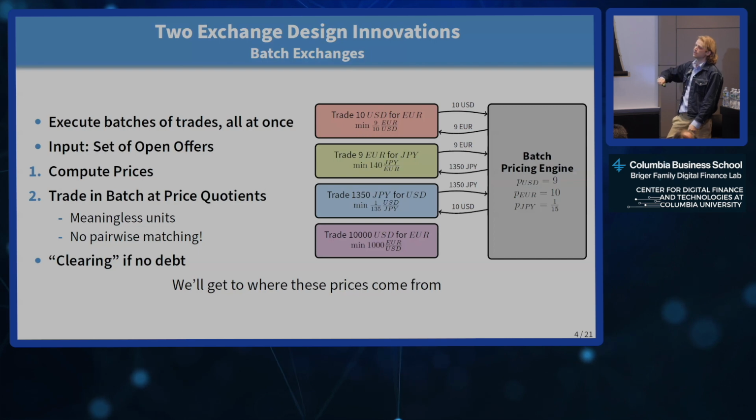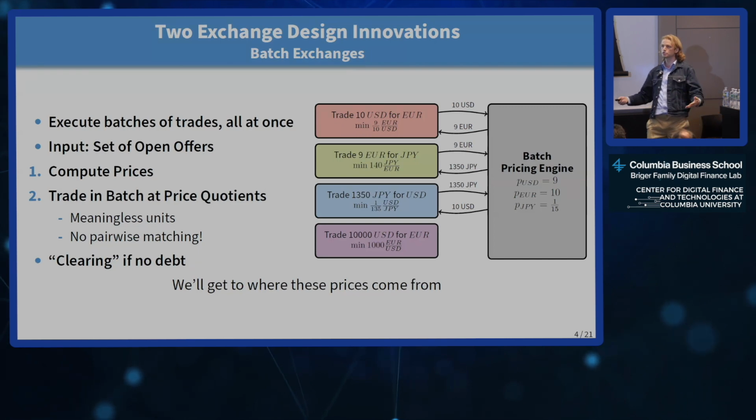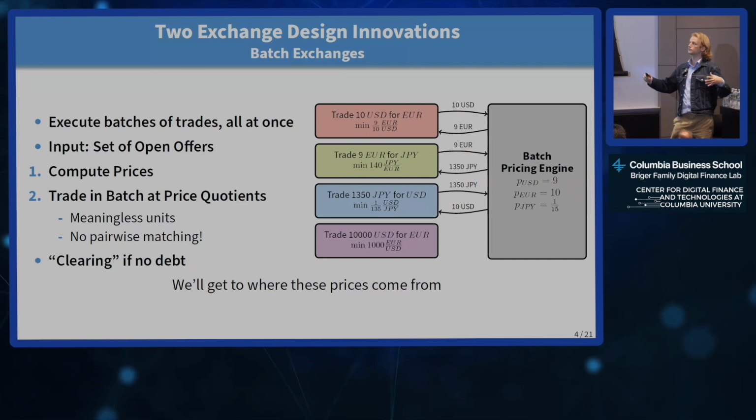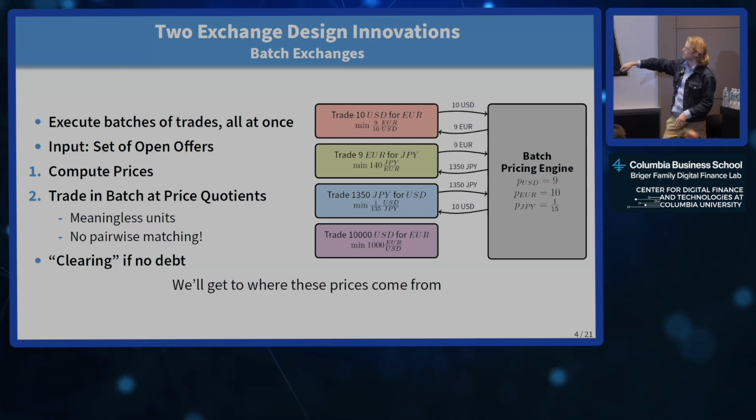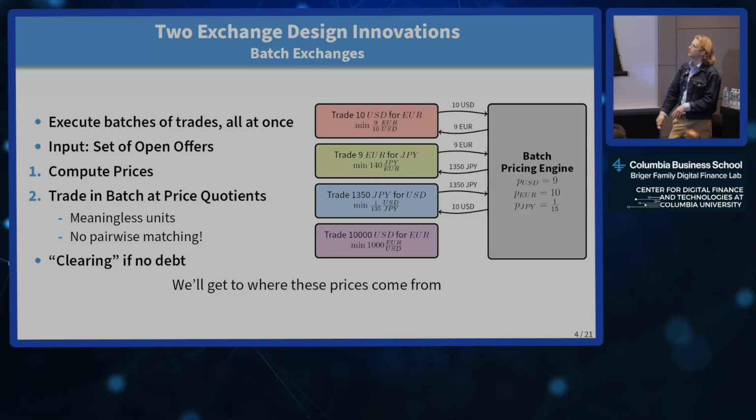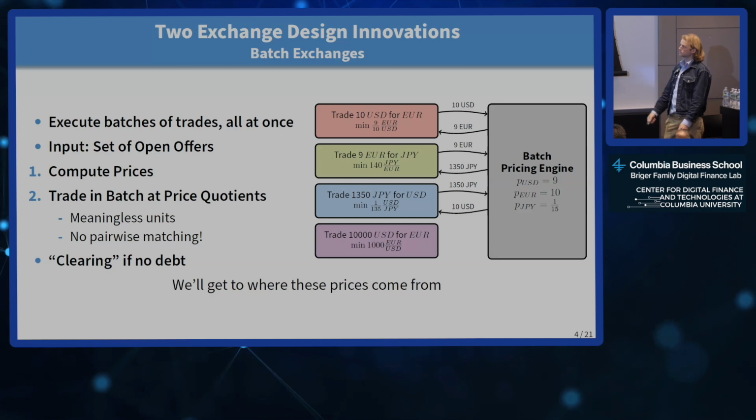The batch model is different. Instead of processing trades sequentially, you process a whole collection of trades all at once. The batch is given a whole bunch of input offers to trade, and then the batch, we'll call it a pricing engine, looks at this set of offers and computes a price for every asset. The units here don't really matter. What matters are the quotients.